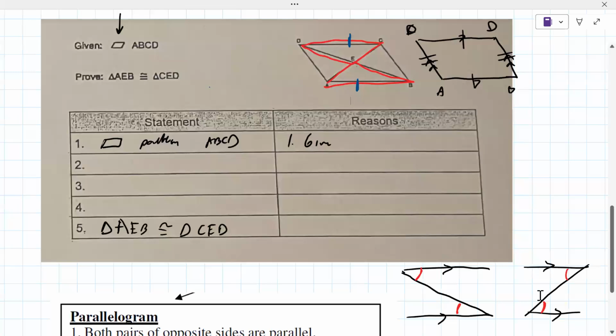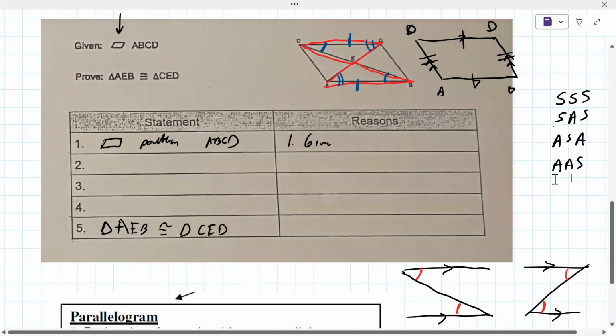This Z thing gets us a couple more angles. That angle is congruent to that angle, and this double angle is congruent to this double angle. Is that enough to prove that the triangles are congruent? I think that's two, or I think that's three. So which of these four are we using then? Looks like angle side, AAS, so this means it's two consecutive angles followed by a side.